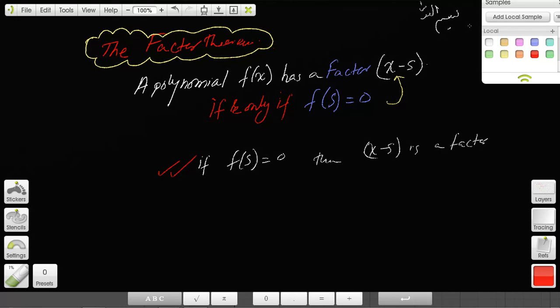Now, if you understand this, you are ready, inshallah, to go to our third step, and that is to combine these concepts of synthetic substitution and this factor theorem to find the zeros of the function.